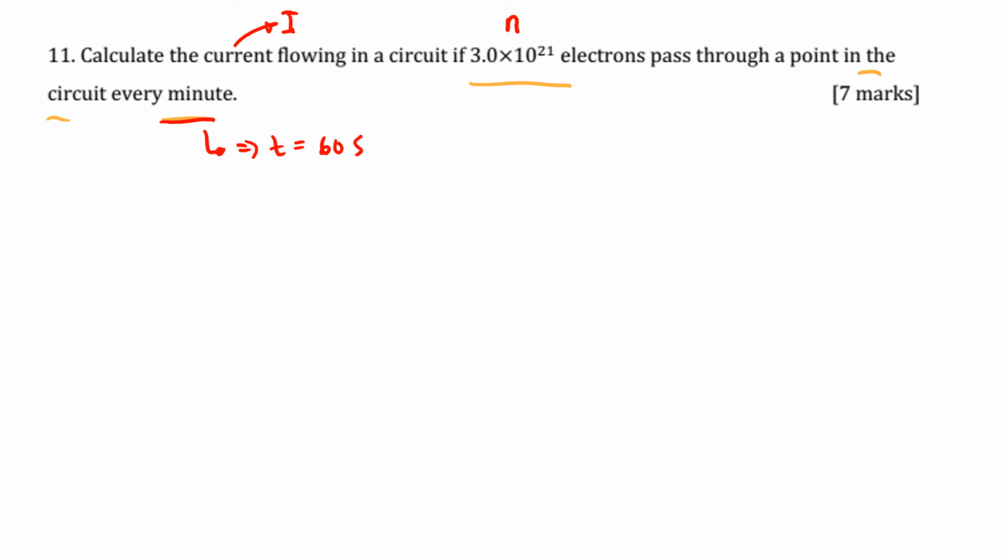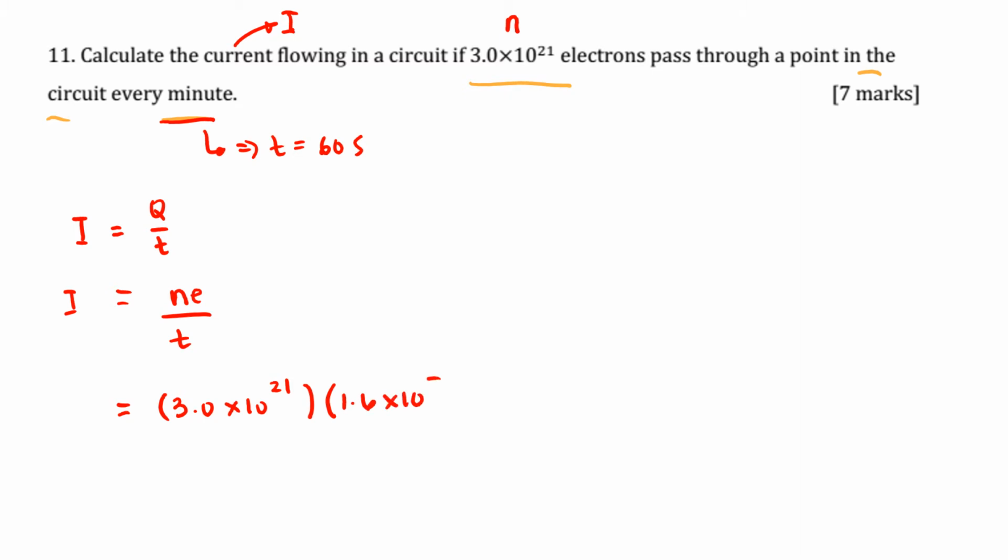So we have our equation I is equal to Q over t, and Q is equal to n e. So therefore we have I is equal to n e over t. So our n is equal to 3.0 times 10 to the power of 21 multiplied by e, which is the elementary charge. So e is equal to 1.6 times 10 to the power of negative 19, and it's an electron, so therefore we could have negative 1.6, divided by time, which is 60 seconds.